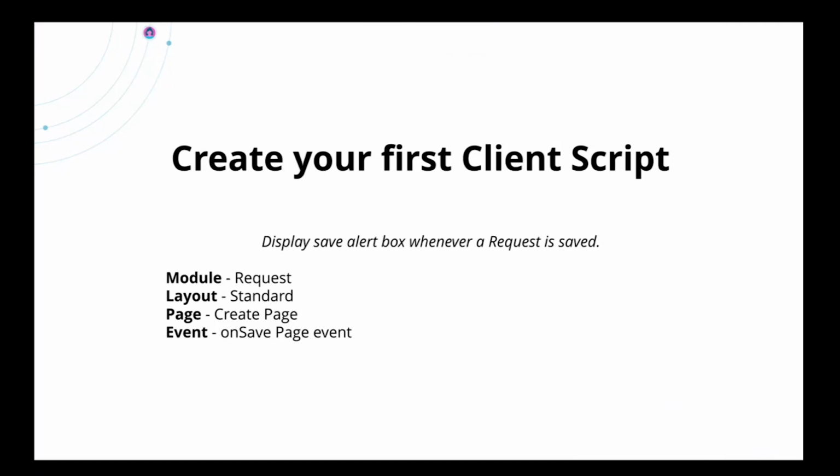Before even starting with creating a client script, you should know these four things. You should be very clear about these four things. One is the module. For this requirement, the module name is request. Request is a custom module that I have in the org. Next is the layout. Client script is specific to each and every layout. If you want the same script to run for all the layouts of a particular module, then you should create the same number of client scripts, one for each layout of the module. So you have to specify the layout and then the page. Select which page you want.